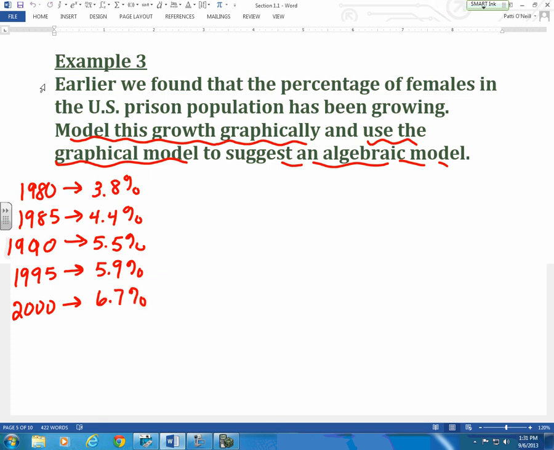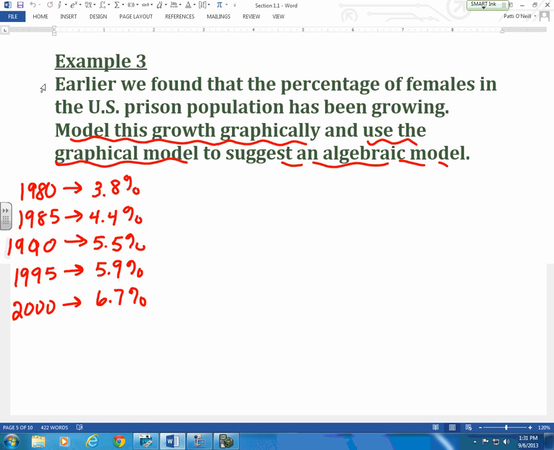So this is numerical data. We want to put a graph to it, and then from that graph get an algebraic model. So what could we use that you've worked with in the past in order to get a graphical model of this that's going to help us get to an algebraic model? Think about that for a second. What type of graphing have you used in the past to help you possibly make these connections?